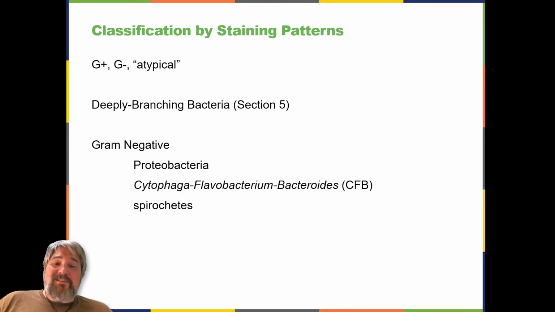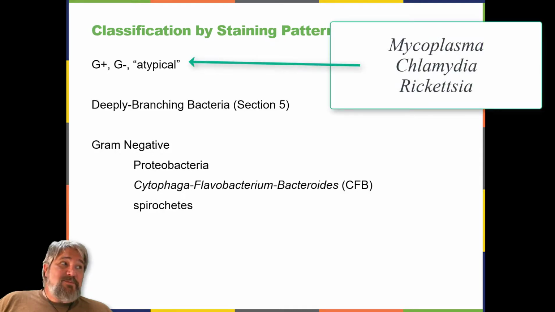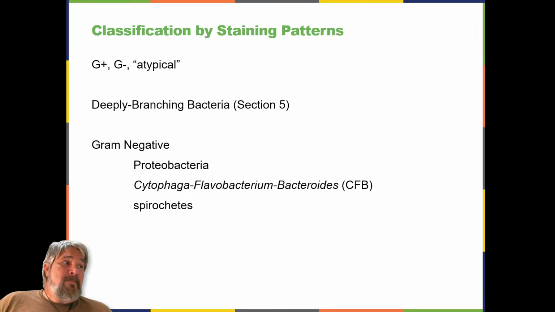Bacteria that cannot be stained by the standard gram stain procedure are called atypical bacteria. Included in the atypical category are species of Mycoplasma and Chlamydia, which lack a cell wall and therefore cannot retain the gram stain reagents. Rickettsia are also considered atypical because they are too small to be evaluated by the gram stain.